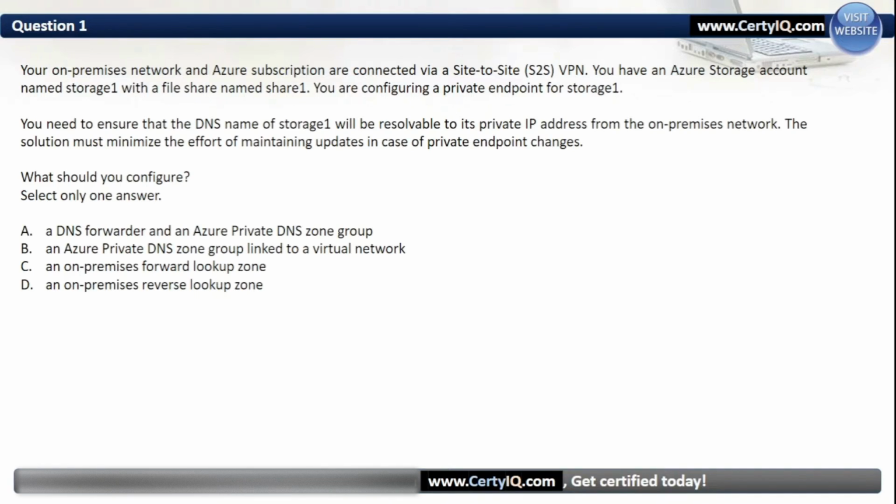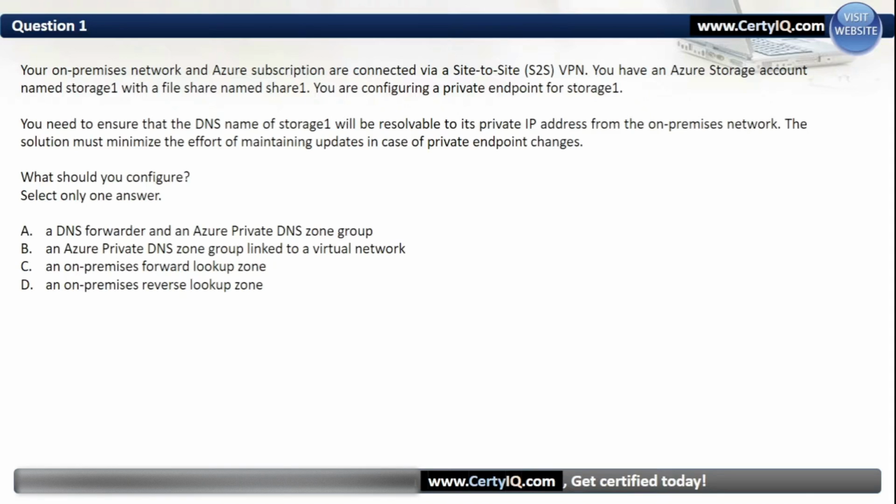Question 1. Your on-premises network and Azure subscription are connected via a site-to-site VPN. You have an Azure Storage account named Storage1 with a file share named Share1. You are configuring a private endpoint for Storage1. You need to ensure that the DNS name of Storage1 will be resolvable to its private IP address from the on-premises network. The solution must minimize the effort of maintaining updates in case of private endpoint changes. What should you configure? Select only one answer.